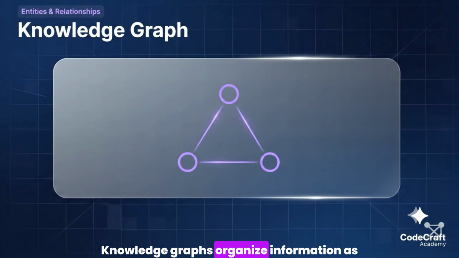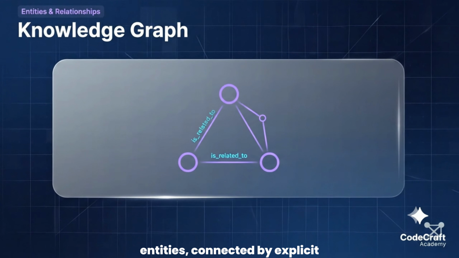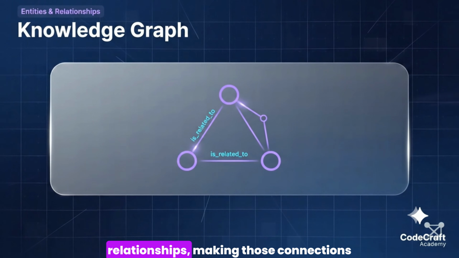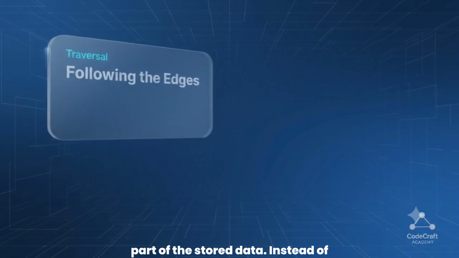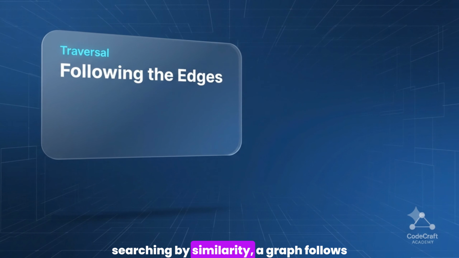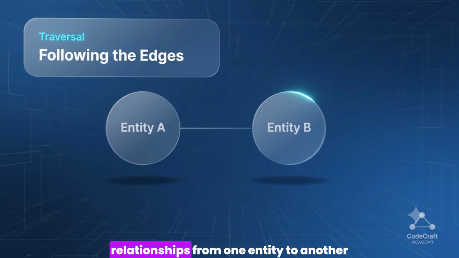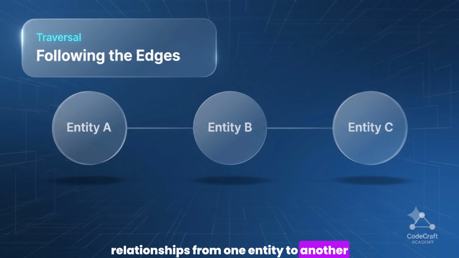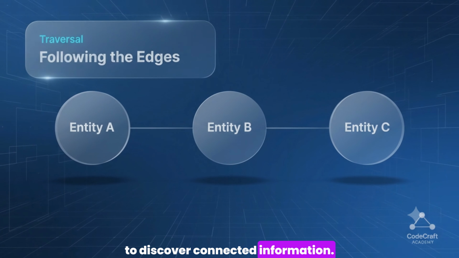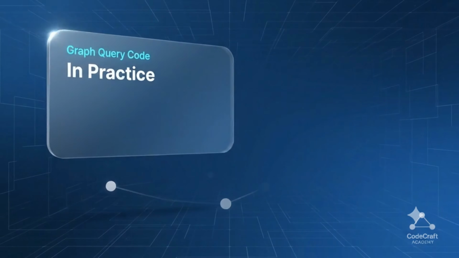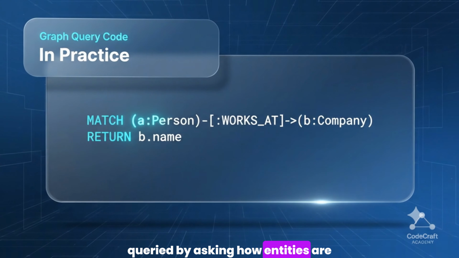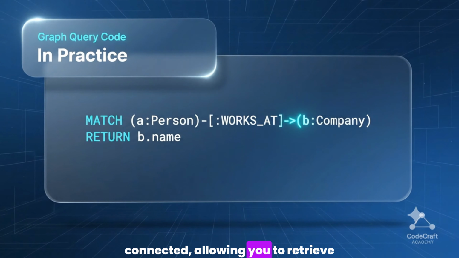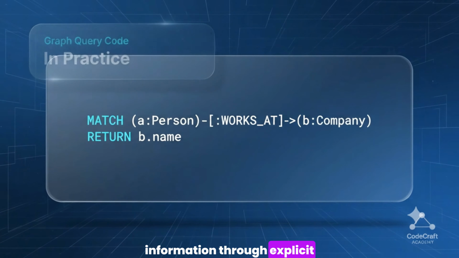Knowledge graphs organize information as entities, connected by explicit relationships, making those connections part of the stored data. Instead of searching by similarity, a graph follows relationships from one entity to another to discover connected information. Instead of searching, graph databases are queried by asking how entities are connected, allowing you to retrieve information through explicit relationships.